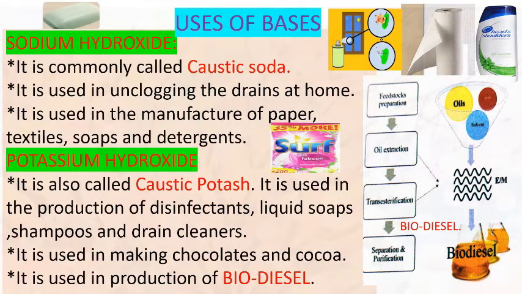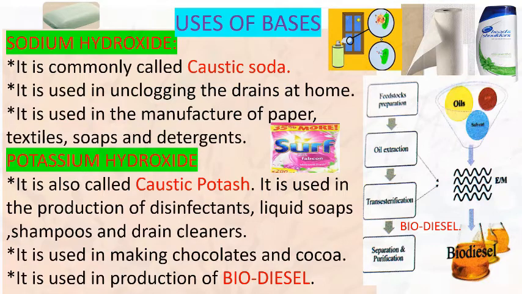Students, now we will learn about the uses of bases. First very important base is sodium hydroxide, which is commonly known as caustic soda. It is used in unclogging the drains at home. How does it work? It converts the fats and grease into soaps. Soaps are soluble in water, so the drains are cleaned. Fats and grease clog the pipe. It is also used in the manufacture of paper, textiles, soaps and detergent.